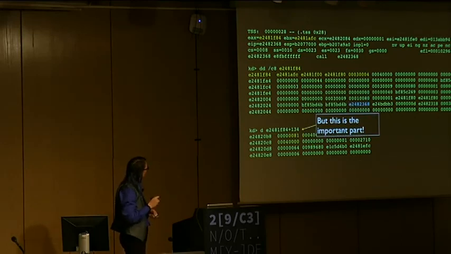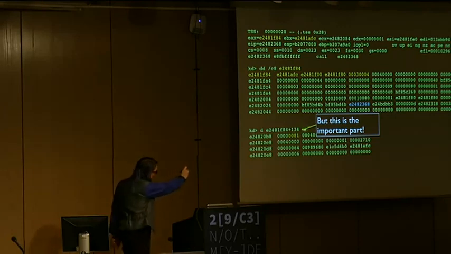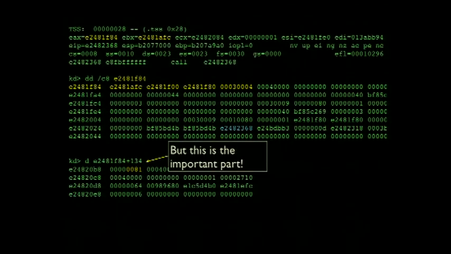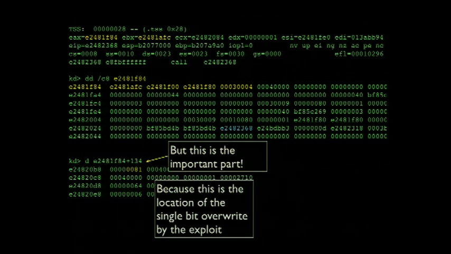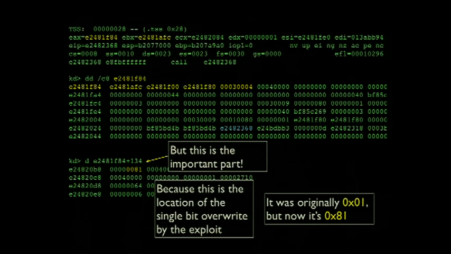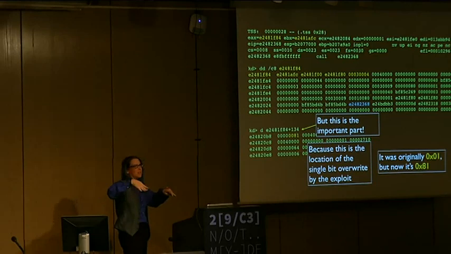But I highlighted this because this right here is the important part, because this is what actually makes the whole exploit work. So this is the good part. The way the vulnerability actually works is you're merging two bitmaps, because TrueType also supports bitmap fonts in addition to outline fonts at the same time.